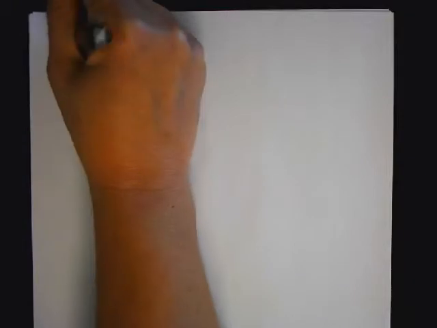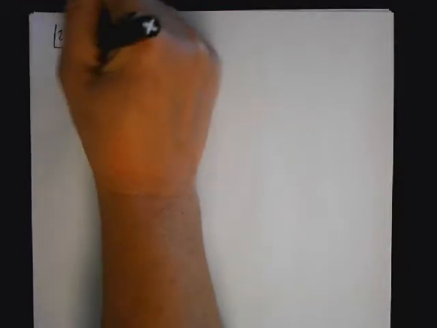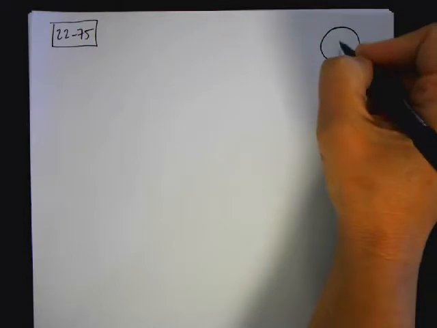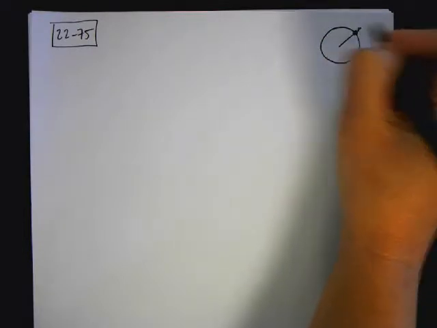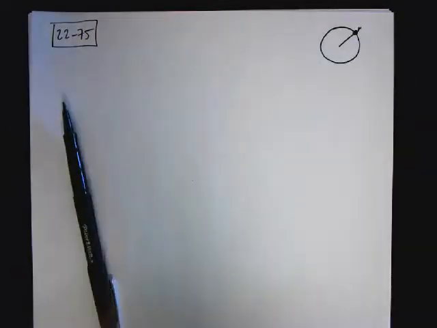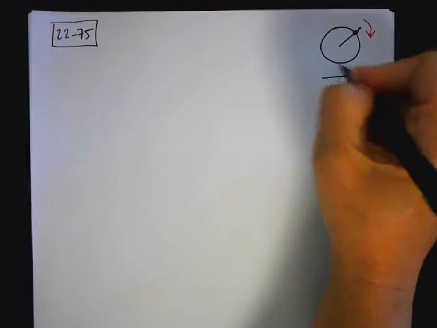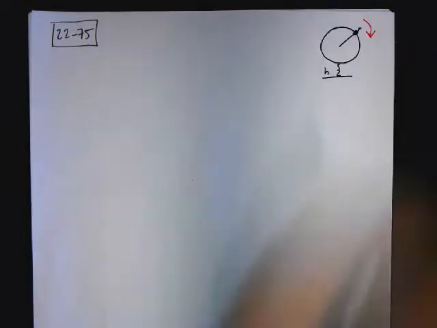Okay, we're going to look at assignment 22, and we're going to look at problem 75. So you see the picture there. The picture kind of looks like this, and it shows this little R. It shows the direction that this object is moving, which is important. And then it also shows that it's a certain height above the ground.